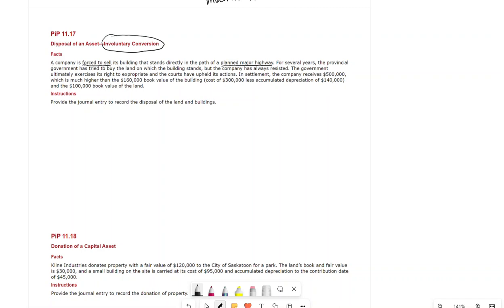In the settlement, the company received 500,000, which is higher than the net book value of the asset. So how would you record that? In other words, the company, they're paying you. What are they paying you?